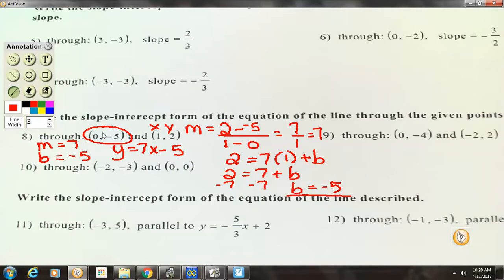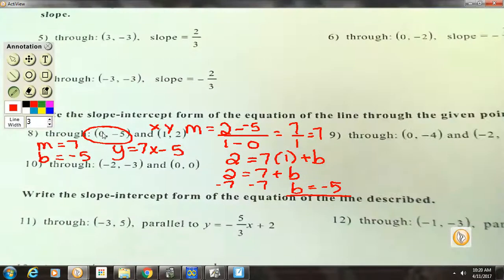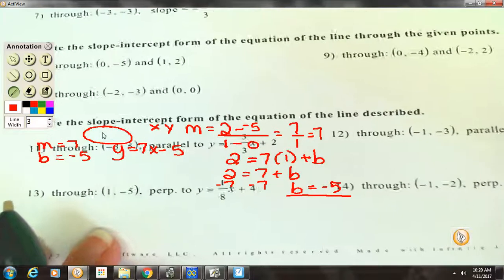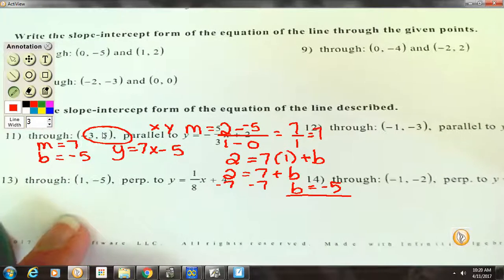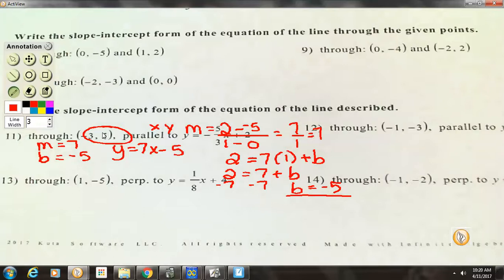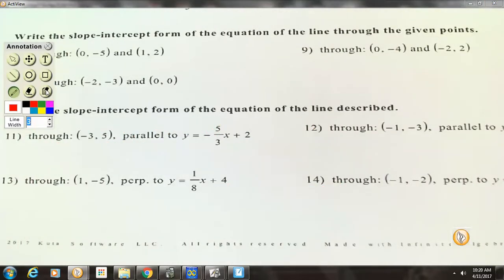Okay, so on the bottom section of this page, we're looking at parallel and perpendicular lines. What do parallel lines have in common? They have the same slope. What do perpendicular lines have in common? Well, they're different. Good, they're opposite reciprocals. So I'm going to talk about number 11. We'll do number 13 together.